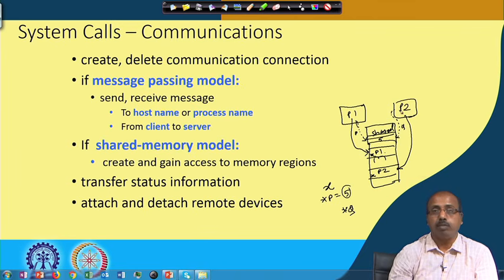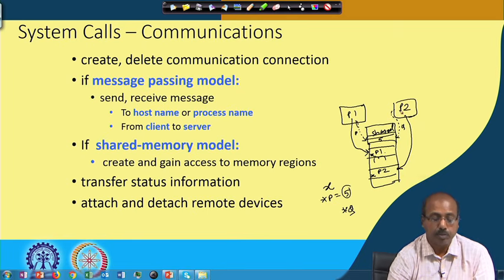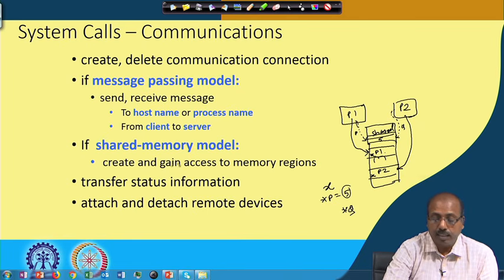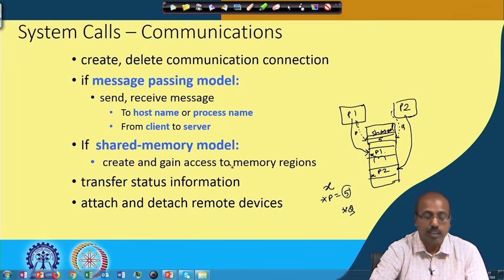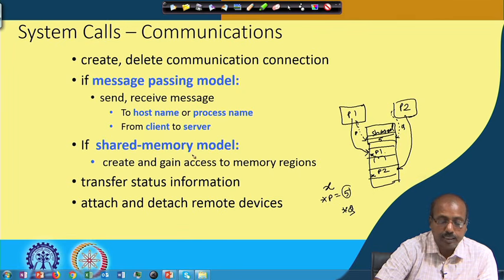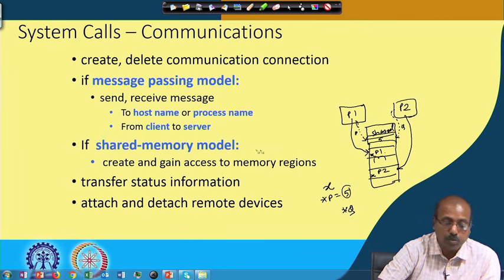For the shared memory realization, there should be system calls by which we can create these memory regions to be shared, and gain access to those regions. There are system calls which are useful for creating this shared memory. We will come to those calls later. Then transfer status information.